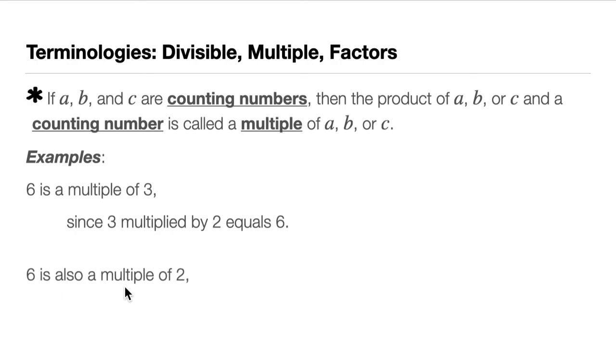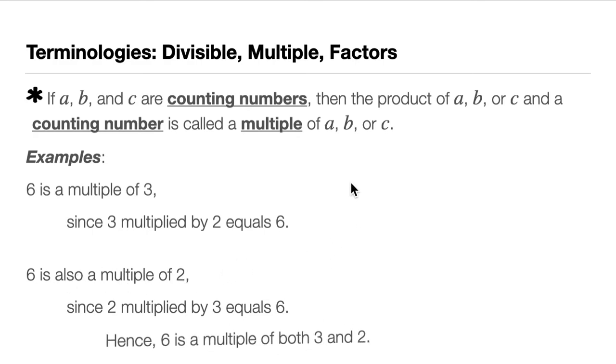Also, 6 is a multiple of 2 because there is a certain number multiplied by 2 that will give us 6. And obviously, 2 times 3 is 6. Therefore, we say that 6 is a multiple of 2. Hence, we say that 6 is a multiple of both 3 and 2. Generally speaking, when you say multiples, you always hear that you should practice your multiplication table.